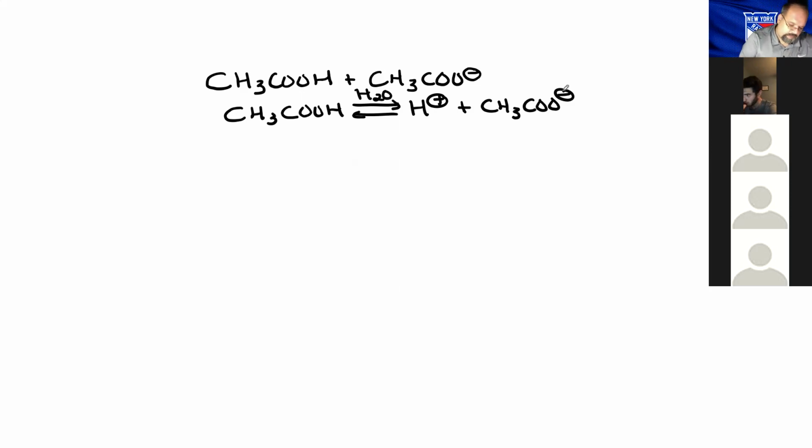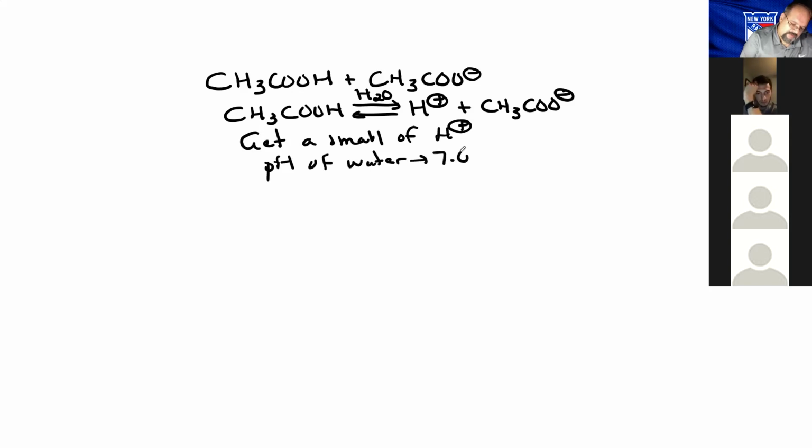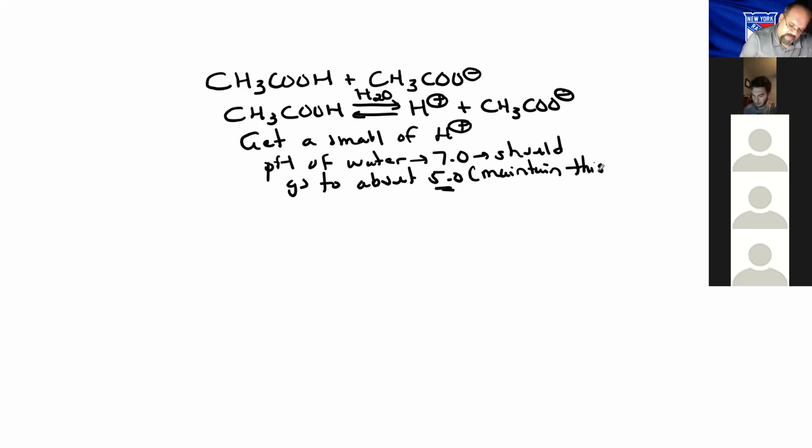So here, we get a small amount of H+. So if we start with water, which should be around 7, except for sometimes in our lab, the pH should probably go to about 5. So essentially, this is the pH that we're going to maintain for this buffer solution. This buffer solution is going to look to maintain a pH of around 5.